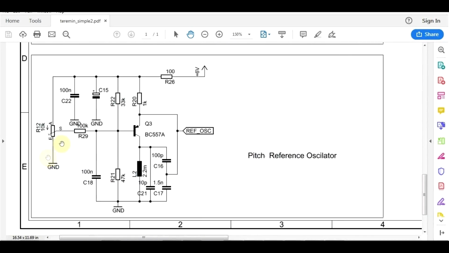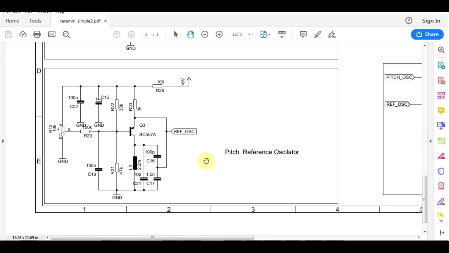The point of using this is that by varying the value of the potentiometer, you slightly vary the frequency of the oscillator. Basically, apart from the capacitors and the inductor used in the LC circuit, you also get a bit of a contribution from the transistor's capacity, which is dependent on the voltage in the base. And that's what you vary using this potentiometer.